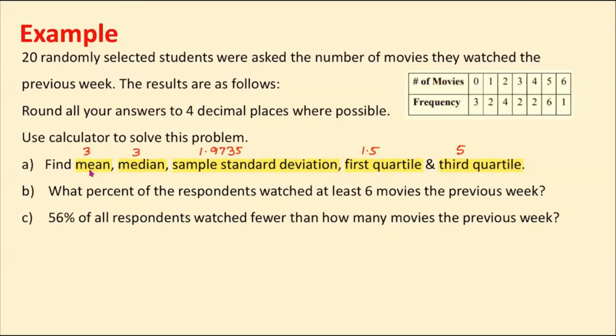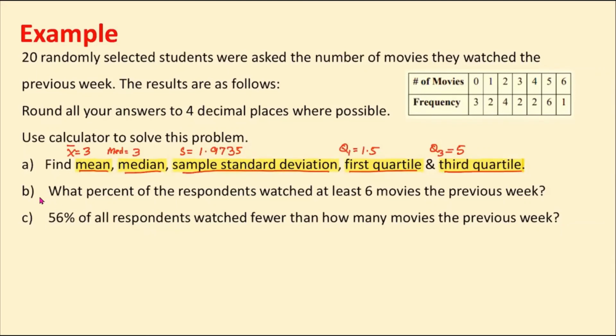So from our TI-84 calculator, we got mean, denoted by x bar, equal to 3. Median, you can write MED, equal to 3. Sample standard deviation s equal to 1.9735. First quartile, that is Q1, is equal to 1.5. And the third quartile, that is Q3, is equal to 5. So that is for the first part, A here. Now let's go to B.